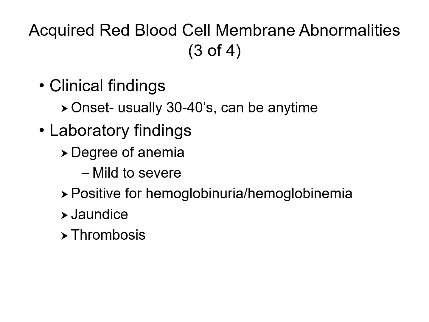For paroxysmal nocturnal hemoglobinuria, in clinical findings, the onset will usually present when patients are about 30 to 40 years old, but it could occur at any age. Symptoms may include fatigue, pallor, and signs related to anemia. Common complications include jaundice and thrombosis, or blood clots.